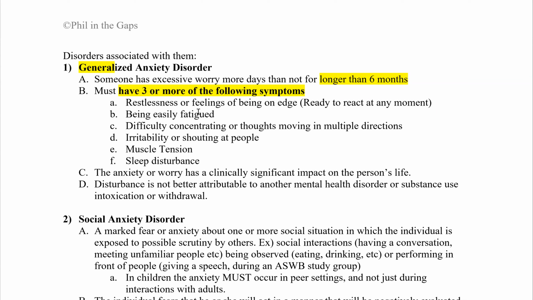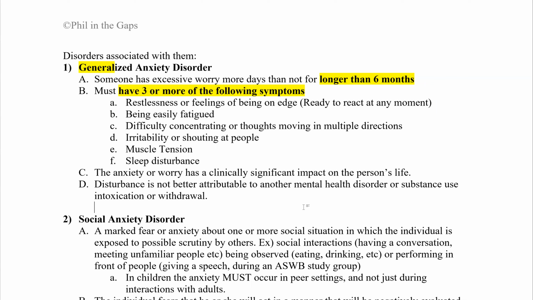So, kind of a quick review: generalized anxiety disorder is where the person is anxious in general for 6 months or longer. So, again, that is going to be our flagship or common thread among the anxiety disorders, the length of time.